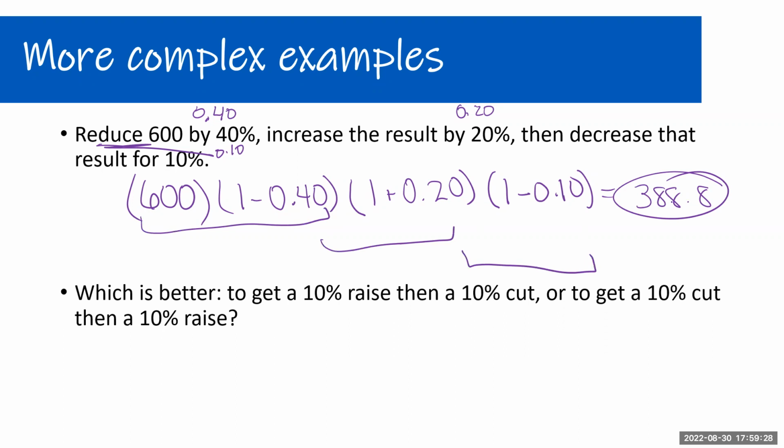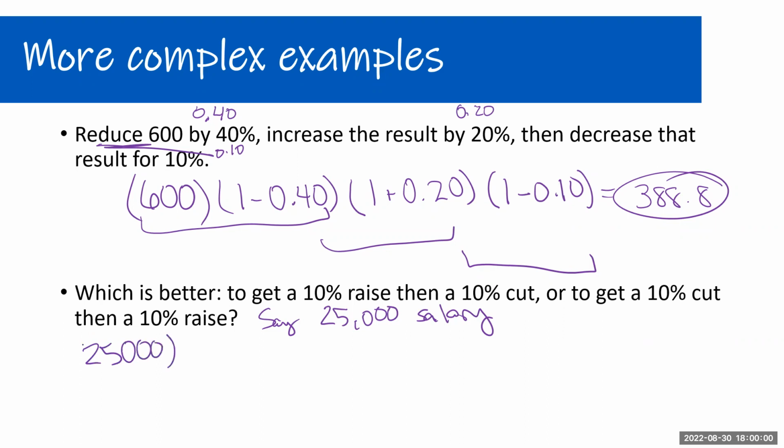Now let's think critically again. Let's say that your boss offers you a 10% raise and then a 10% cut, or you can take the 10% cut now and then a 10% raise. Which one's going to be better? Well, let's say that you make $25,000. With these, I always like to say, instead of thinking theoretically, let's just put some numbers to it. I make $25,000 a year.